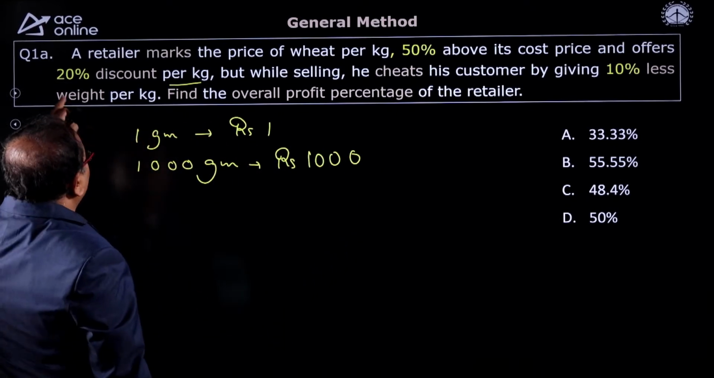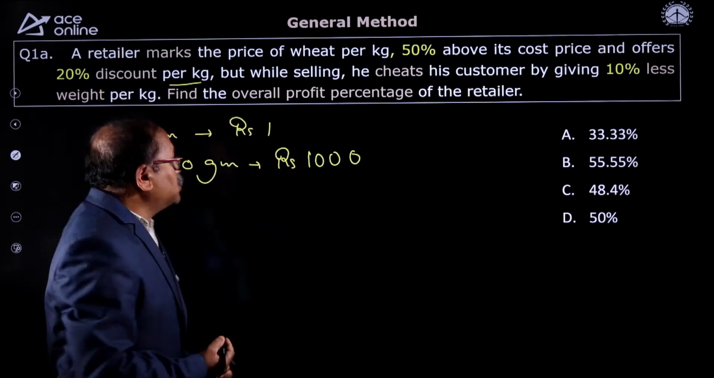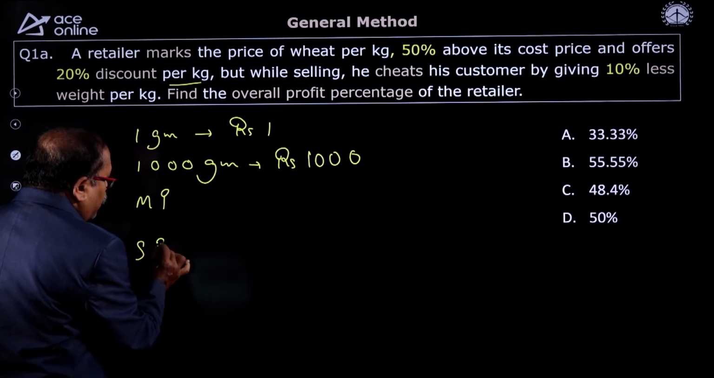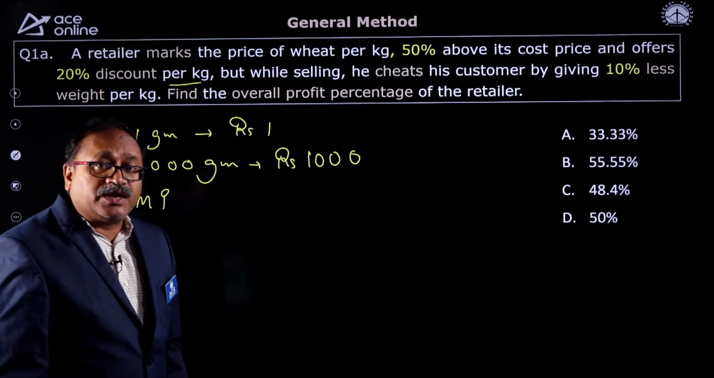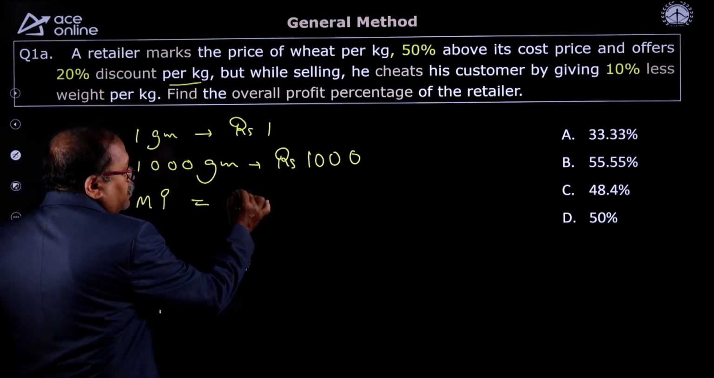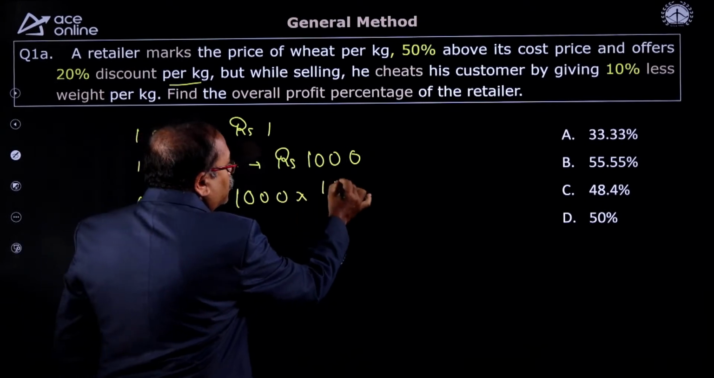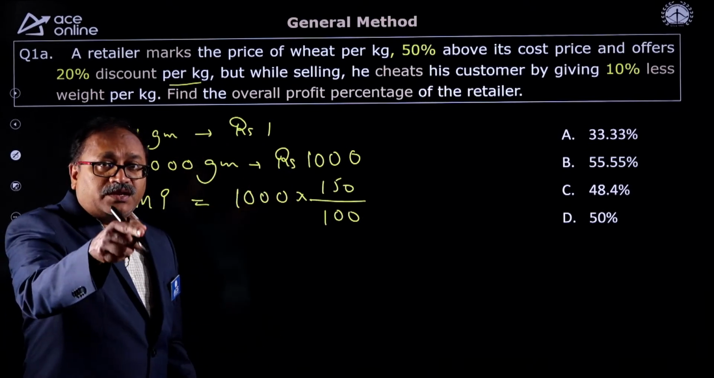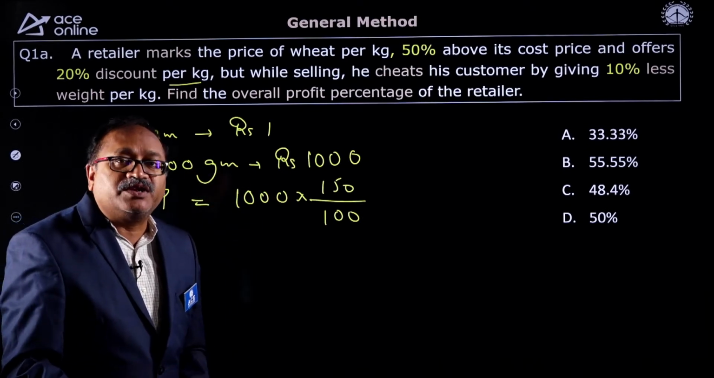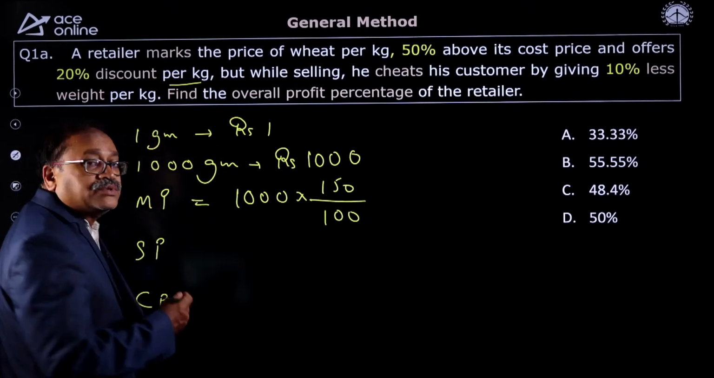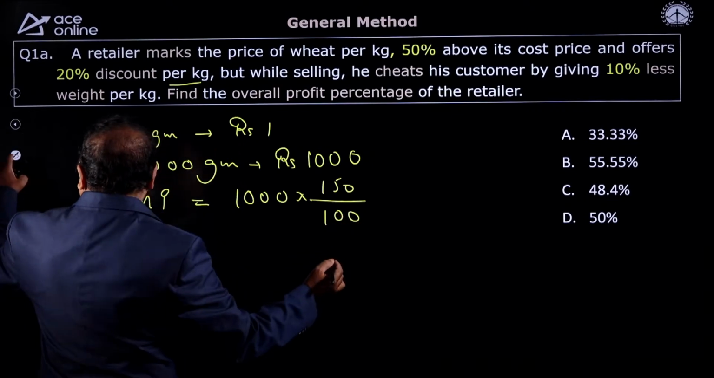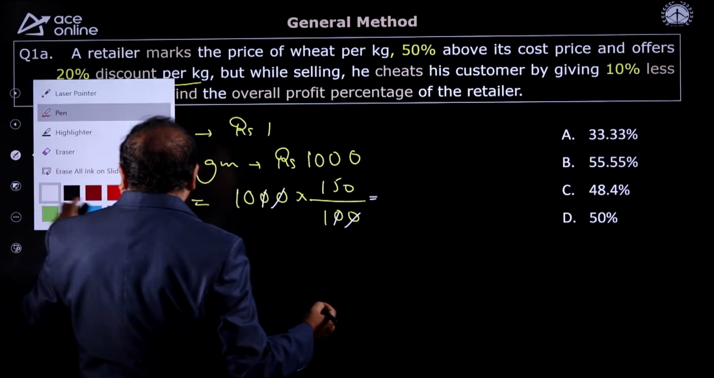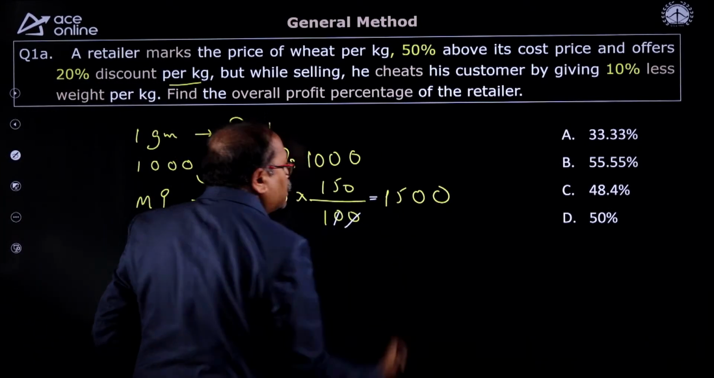It says that he marks it 50% above the cost price. So what will be the mark price here? The mark price will be 1000 into 150 by 100. If you refer to the book, you will find it written this way. But wait, in the next slide we will discuss a very different method, with which you can answer it in a fraction of a second, my friends. So look at this one. When I cancel this part, I get 1500. Okay, fine, 1500 is the mark price.